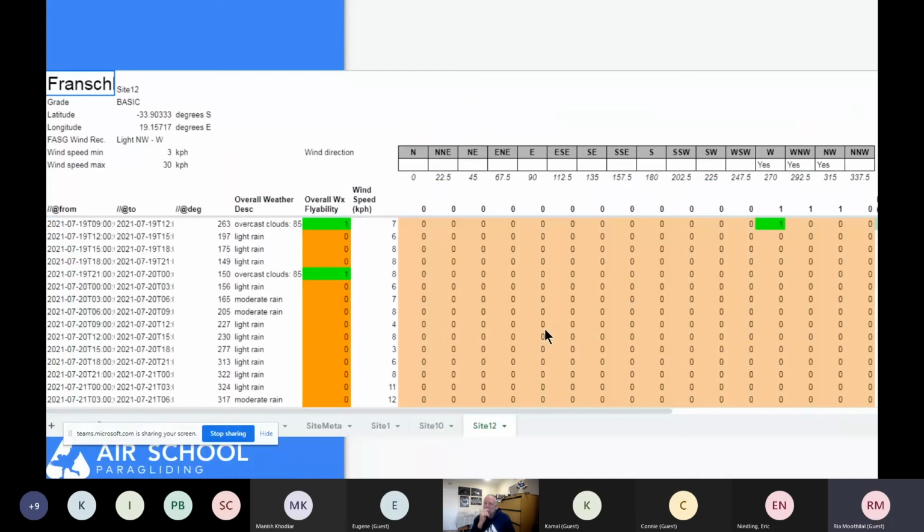So this is for Franschhoek, and here's our various time periods going down the rows. We've got the wind direction in this column over here, so we know what the wind direction is. We have the overall weather description: is it overcast, light rain, etc. And from that, determining the overall weather flyability. The wind speed in kilometers an hour, that's coming straight through from our API call, and then evaluating it.